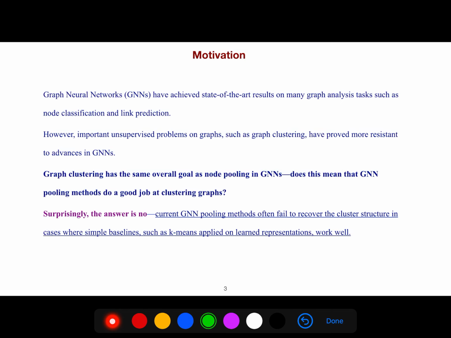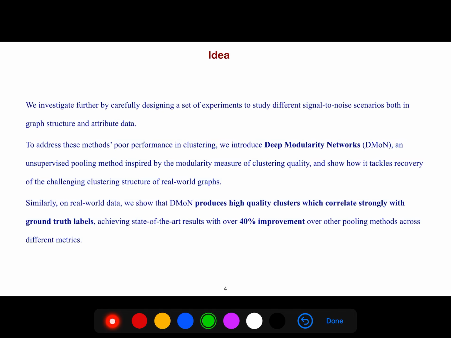The answer is no. Current GNN pooling methods often fail to recover the cluster structure in cases where simple baselines such as k-means applied on learned representations work well. So we investigate further by carefully designing a set of experiments to study different signal-to-noise scenarios, both in graph structure and attribute data. Because of this, we are talking about graph signal processing, which is a field of study.